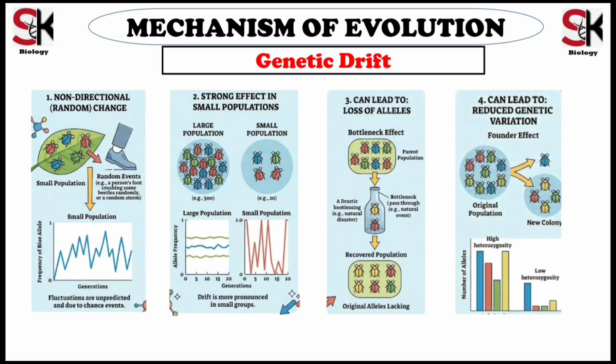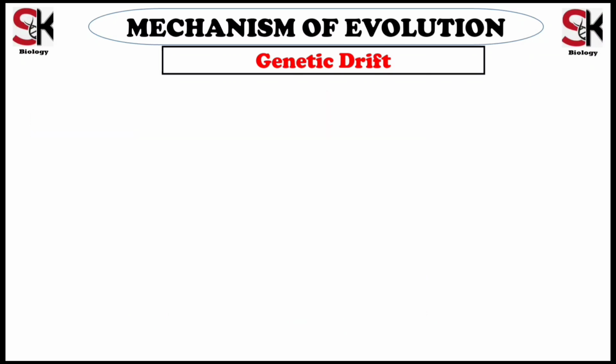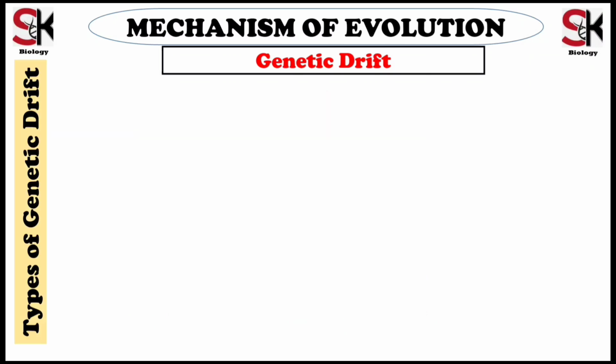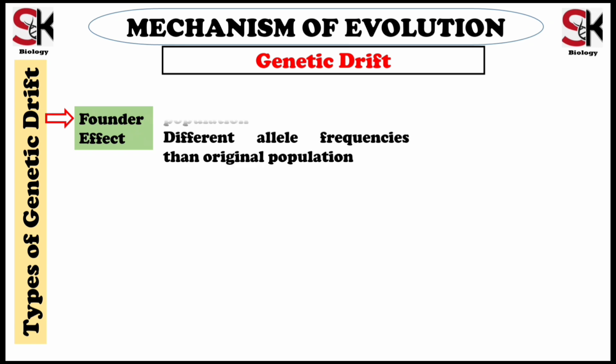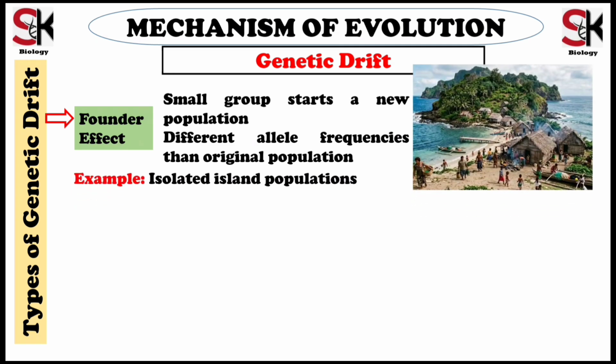Now let us understand the types of genetic drift. Genetic drift mainly occurs in two ways. The first one is the founder effect. The founder effect is when a small group separates from a larger population and starts a new population. This new population has different allele frequencies. For example, populations on isolated islands.